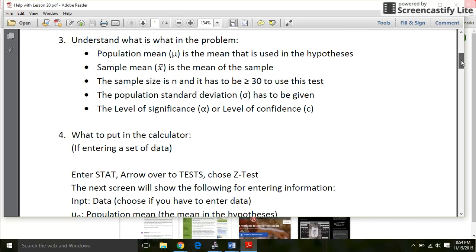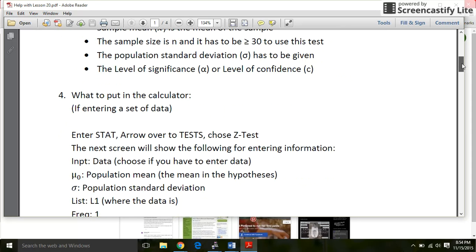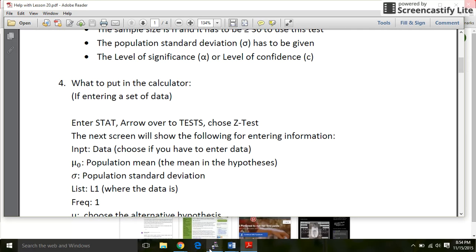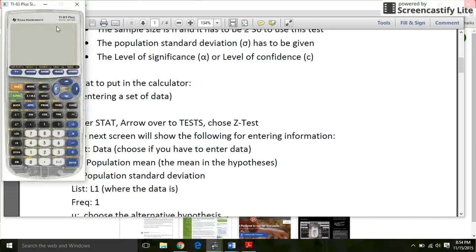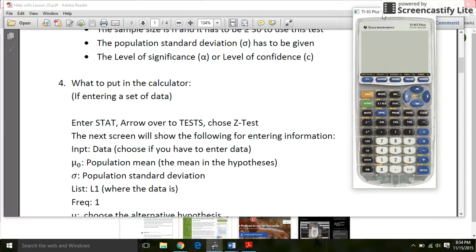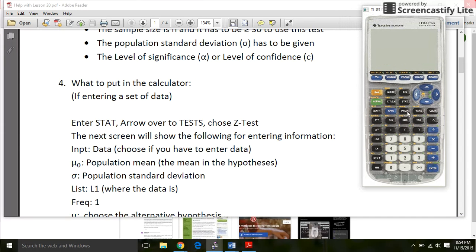All right. So if you're going to put stuff into a calculator, let me walk you through it with the calculator. Okay, here's my calculator. So to get to it, you're going to go to stat. All right, let me turn it on and let me clear it. So you're going to go stat, and I'm going to scroll over to test. It's the first test you come to, z-test. And remember, we use z-test for population standard deviations. I hit enter. Okay, there's two ways we can do this.